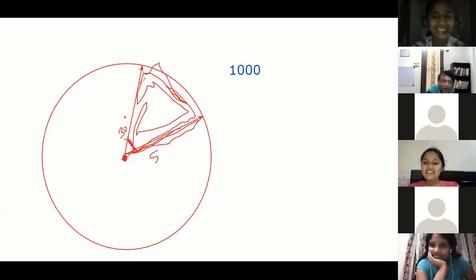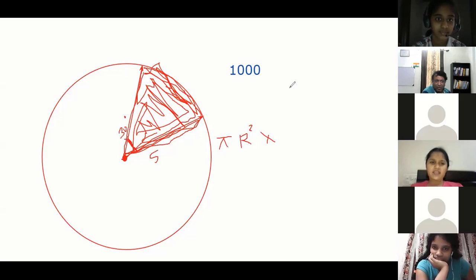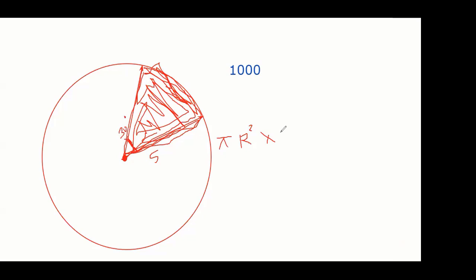How will you find the area of the pizza you ate? Sir, I will do 2 pi r. No, area, not length. Pi r square. You have to remember, pi r square is the area of the full circle. But she said you got 30 degree. So 30 degree is what you ate, only that part. And the full part is 360 always. Correct? Yes, sir.